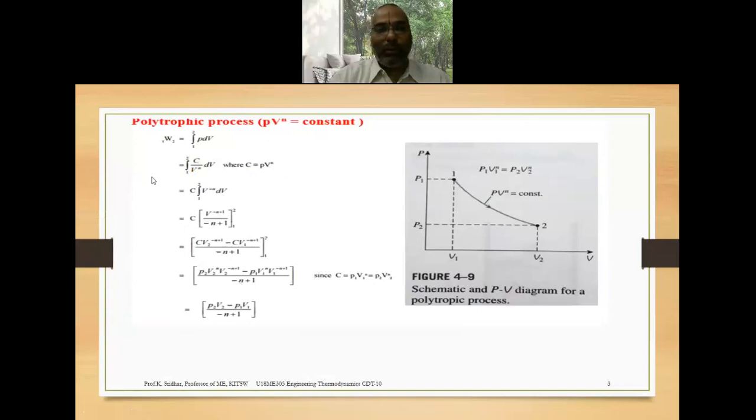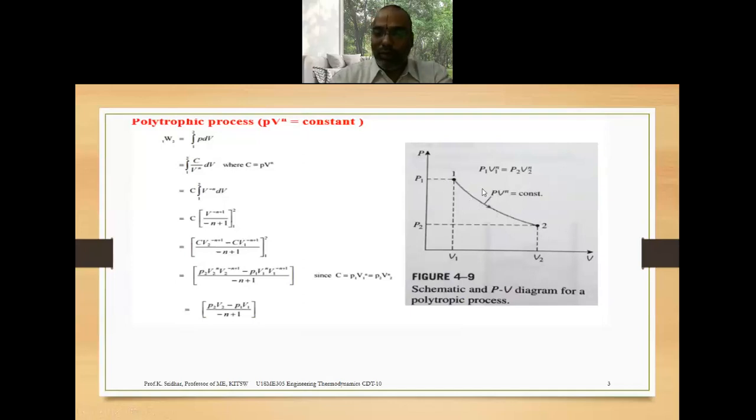I told you that the polytropic process governing equation is PV to the power of n is equivalent to constant, where n is known as the polytropic index. Then how can you represent the polytropic process on a PV diagram? The polytropic process is represented by drawing a curved line.